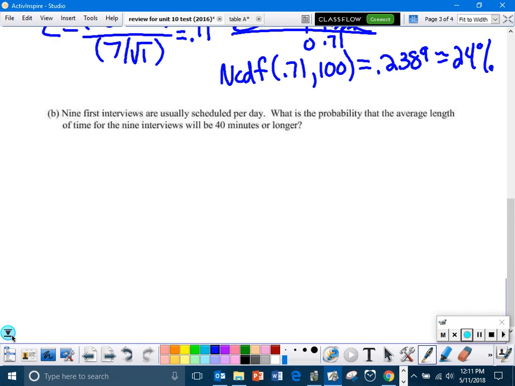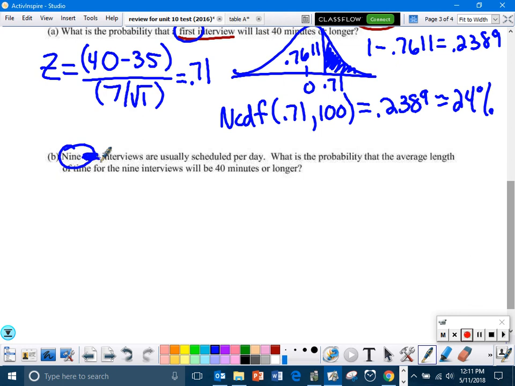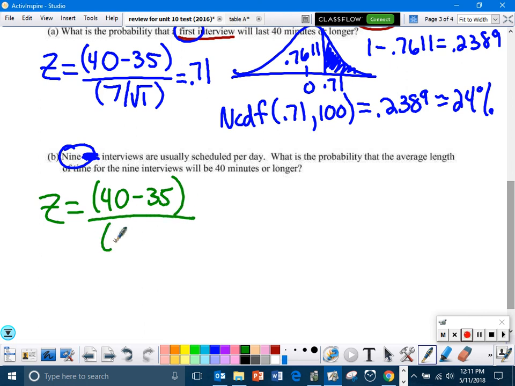Okay, next one. This time there are 9 interviews. Okay, the word first shouldn't be in there. So 9 interviews are usually scheduled per day. What is the probability that the average length of time for the 9 interviews will be 40 minutes or longer? So in this one, it's still 40 minus 35 divided by 7, but this time divided by the square root of 9. When you type that in, you should get 2.14.